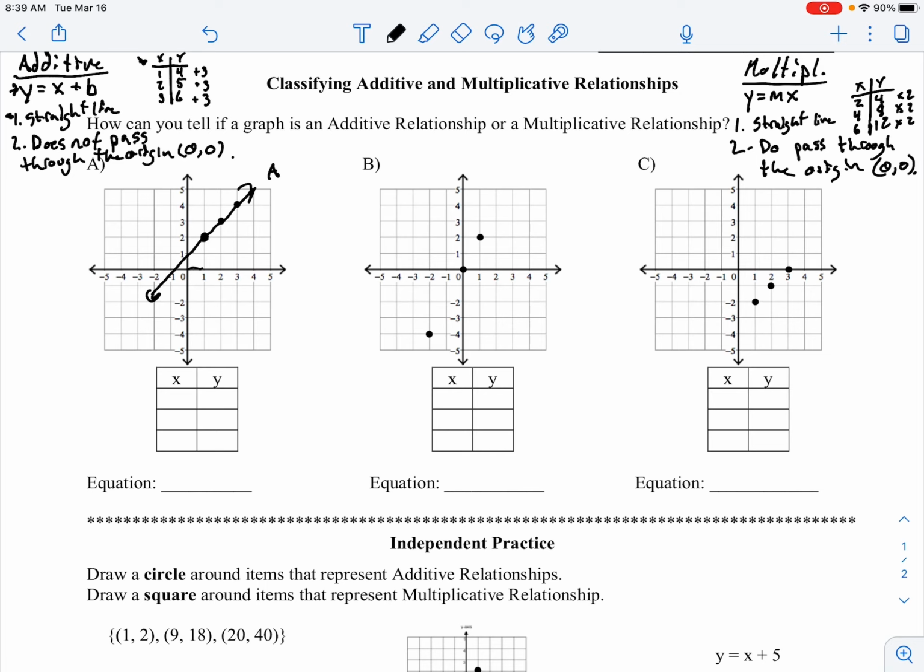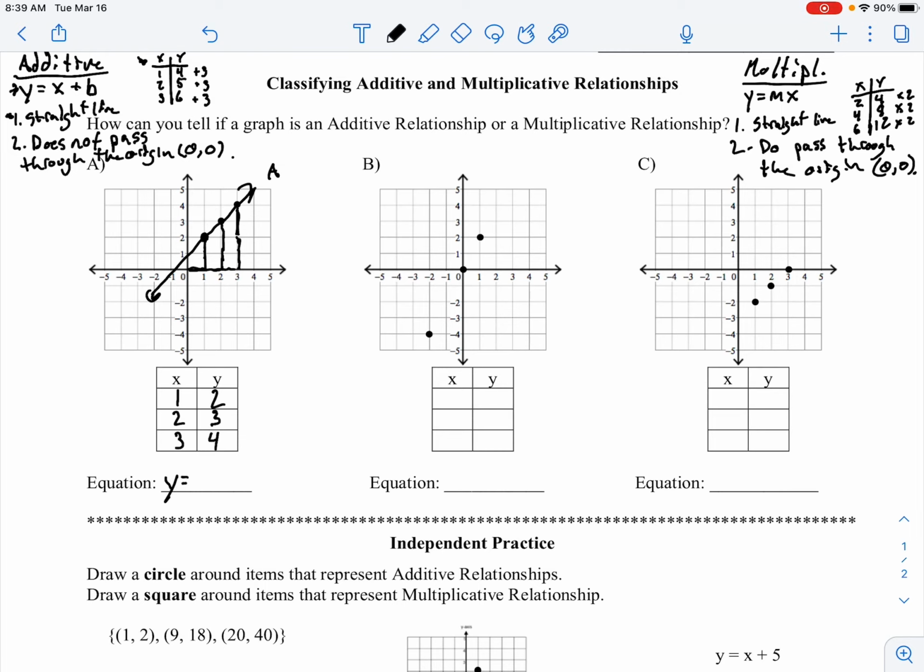So our first point we have here is 1, 2. So our x is 1 and our y is 2. Next one we have 2 to the right and 3 up. So x is 2 and y is 3. And then the next one we have 3 and 4 up. So x is 3 and y is 4.